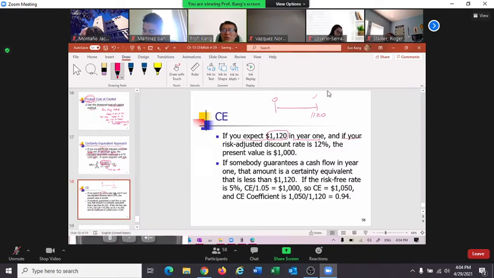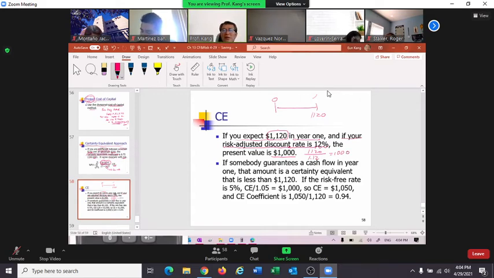And if your risk-adjusted discount rate is, say, 12%, then the present value is 1,000, right? 1120 divided by 1.12, that is 1 plus R. That is 1,000, right? So the present value is 1,000.